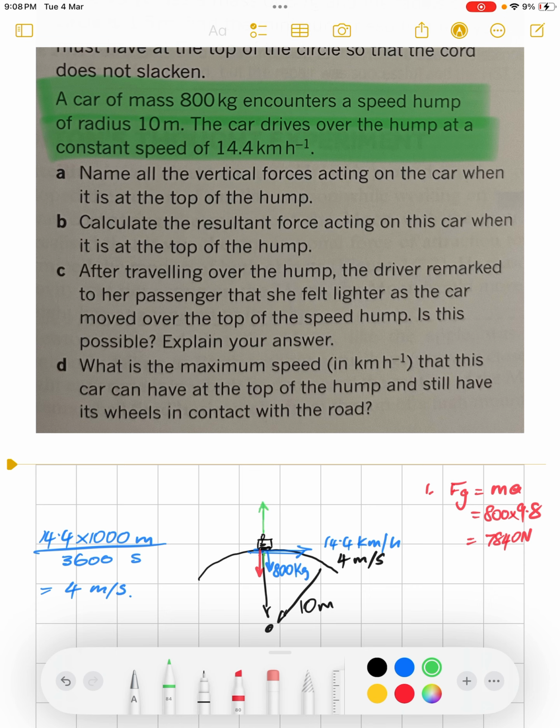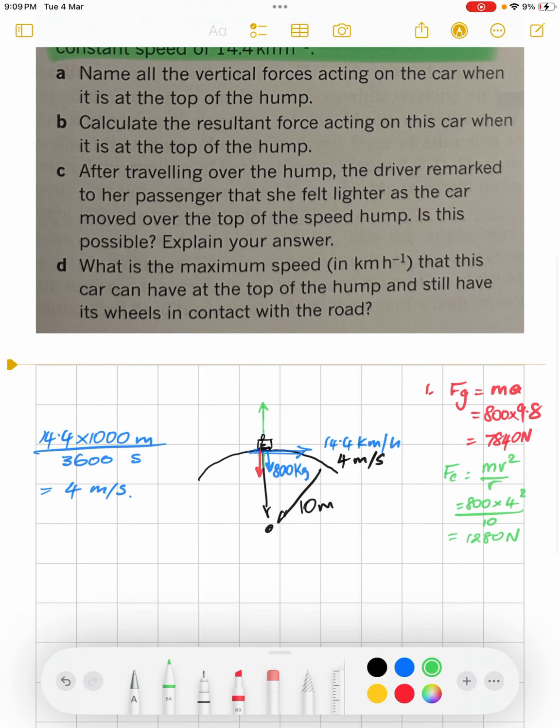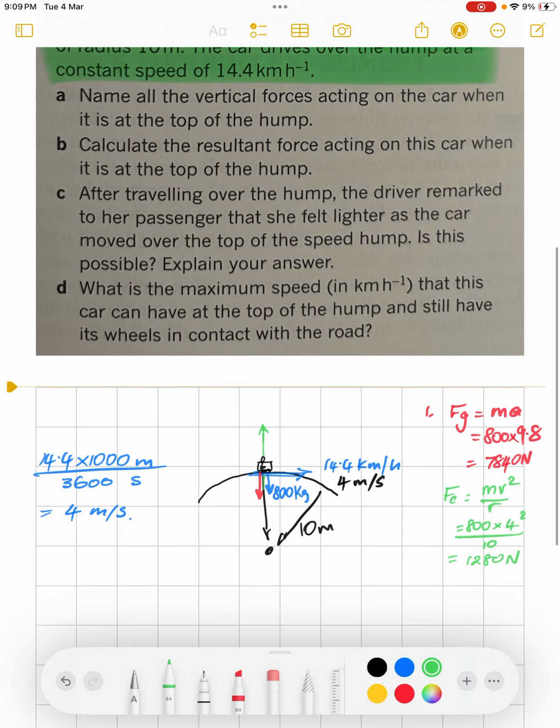We've got this velocity which gives a centripetal force, and so there's a force in the opposite direction as well, which is the centrifugal force. So the centrifugal force would be mv squared over r. So we've got 800 times 4 squared over a radius of 10. So it's 800 times 16 divided by 10, and we get 1,280 newtons acting up, and therefore they are the two main forces.